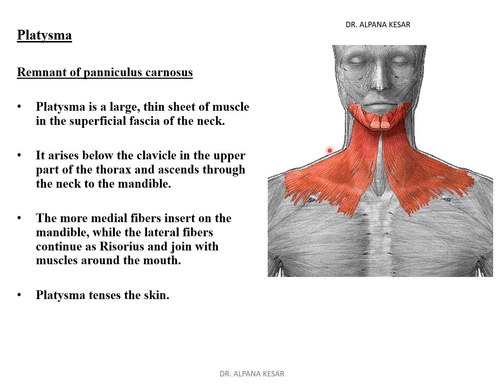Platysma. Platysma is the muscle of the neck. It is a large thin sheet of muscle present in the superficial fascia of the neck. It is also considered as a remnant of panniculus carnosus. It arises below the clavicle in the upper part of the thorax. It ascends through the neck and gets inserted in the mandible. The medial fibers get inserted in the mandible while the lateral fibers continue upwards as musculus risorius and get inserted at the angle of the mouth. Platysma muscle helps to tense the skin of the neck.